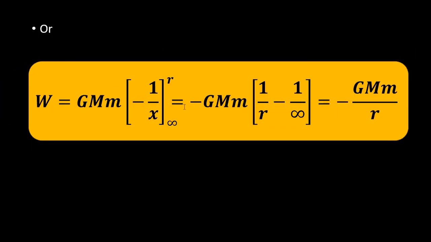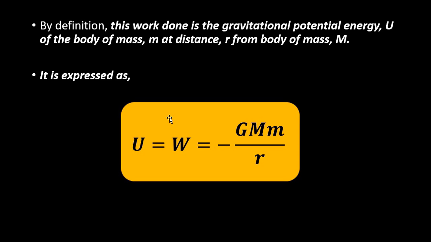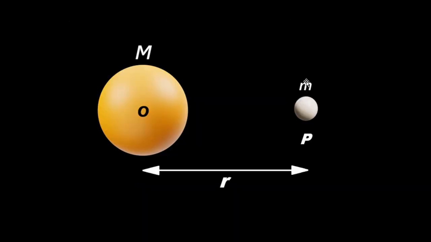So when we perform this integration, we take the minus outside, so we have minus GMm times (1/R minus 1/infinity). 1/infinity is equal to 0, so we have minus GMm/R. So this work done, by definition, is the expression of the gravitational potential energy of this small mass m.